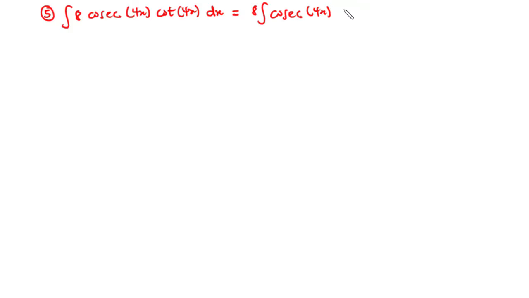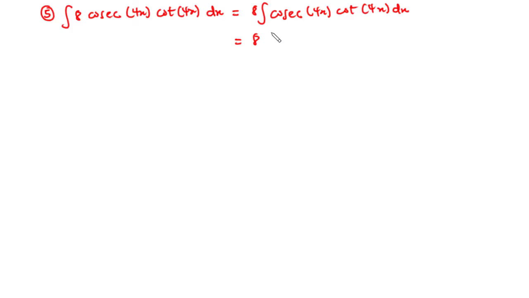Now to example 5. Given the integral of the function 8 cosec 4x times cot 4x dx, how do we find the integral of this function? So we pull out 8, we have the integral of cosec 4x times cot 4x dx.